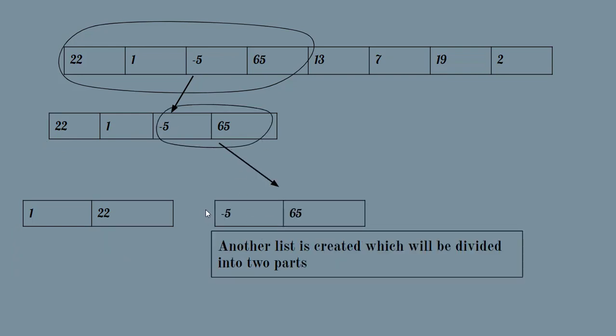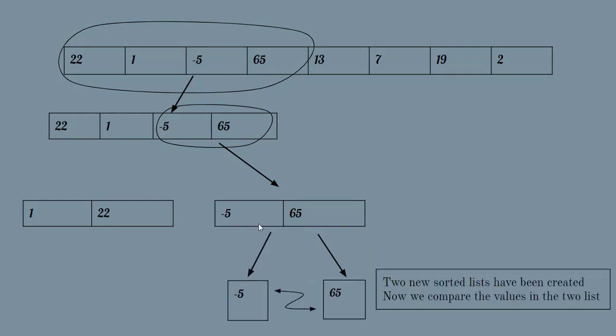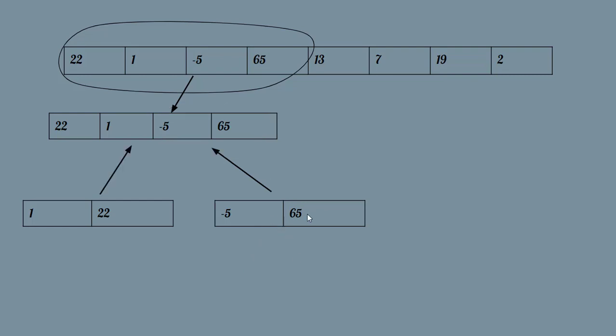And then we take a look at the right side of that, which is minus 5 and 65. Now we have to divide it again, and then we compare minus 5 and 65, and we see that the previous list was sorted. Now these two lists will be merged into this list, which is basically what's going to happen.